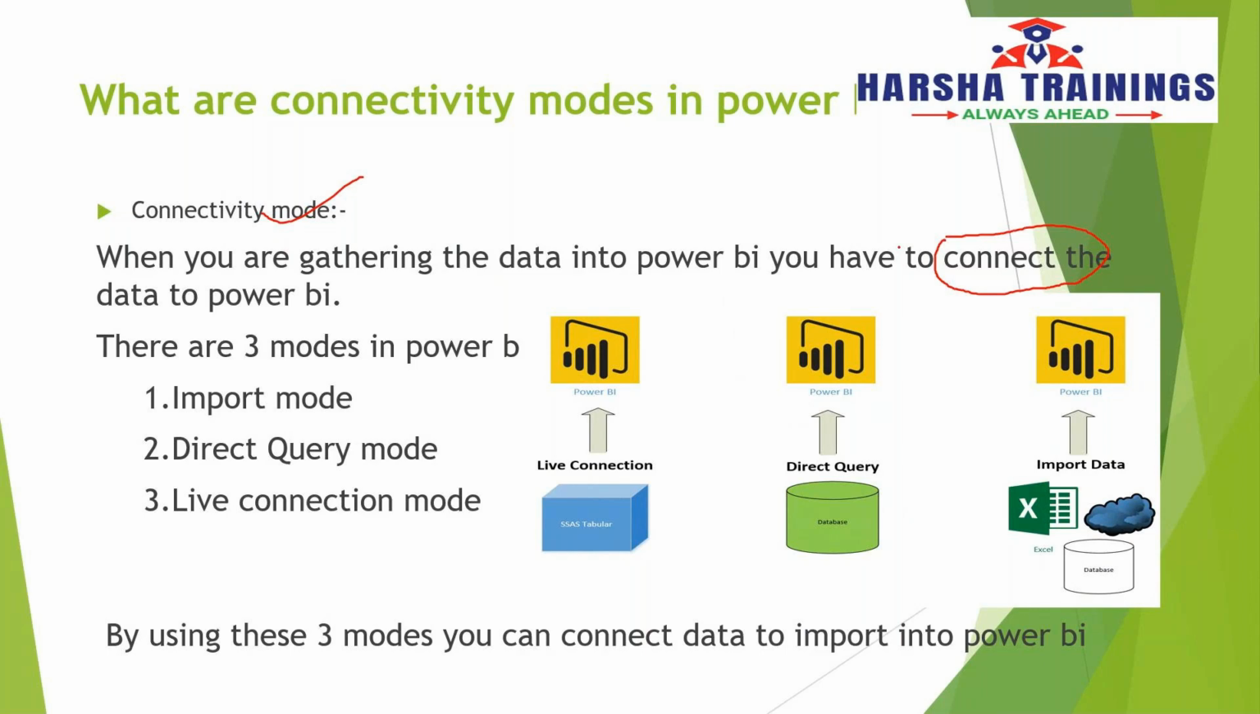It is the connectivity between two objects, two technologies, which are the data source and Power BI. We need to know what the connectivity mode is. To connect the data from the data source to Power BI, three modes are available: import mode, direct query mode, and live connection mode.